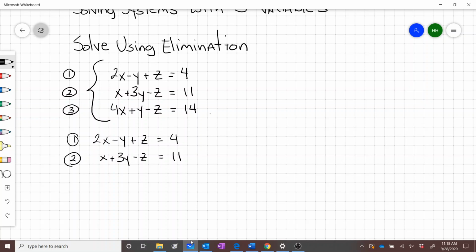What could our next pair be? 1 and what else? How about if we pair together now 1 and 3? Alright, and 1 again is 2x minus y plus z equals 4. And equation 3 is your 4x plus y minus z equals 14. Wait, I don't want to do that. That'll eliminate the y and the z, won't it? Let's try it and see what happens.